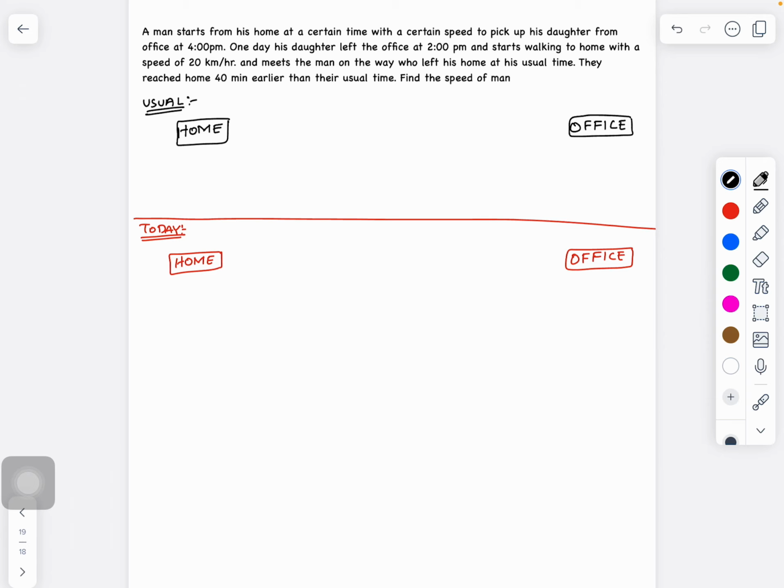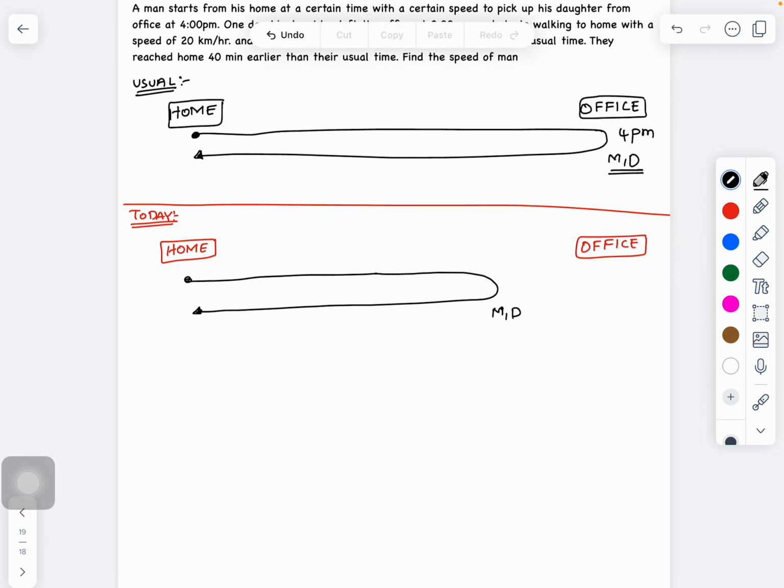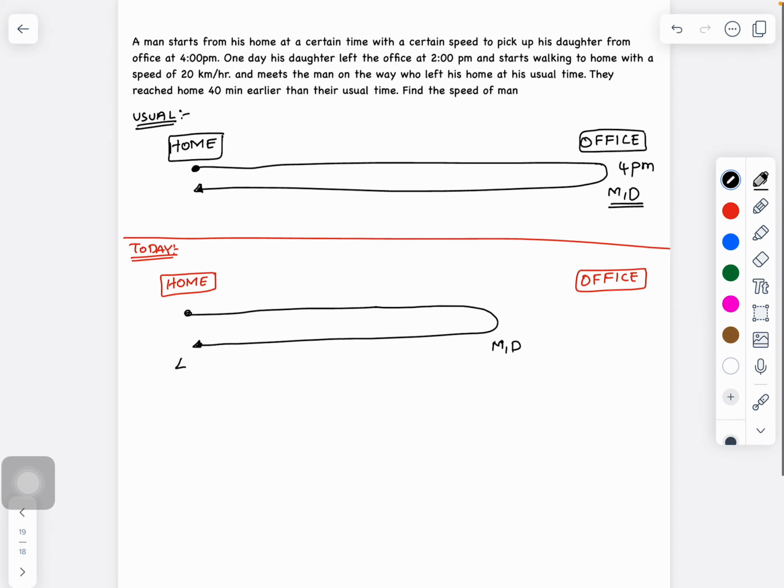Now let's see what is happening in the usual scenario. Usual scenario: man starts at some time, he goes to office at 4 p.m. and then he comes back home at usual time. This is what happens. This is where man-daughter meeting will happen. But today what has happened? Man started here. He didn't have to go all the way until office. He went somewhere and then he came back. This is where man-daughter meeting has happened, and because he had to travel a little bit lesser, he saved 40 minutes. 40 minutes the man has saved.